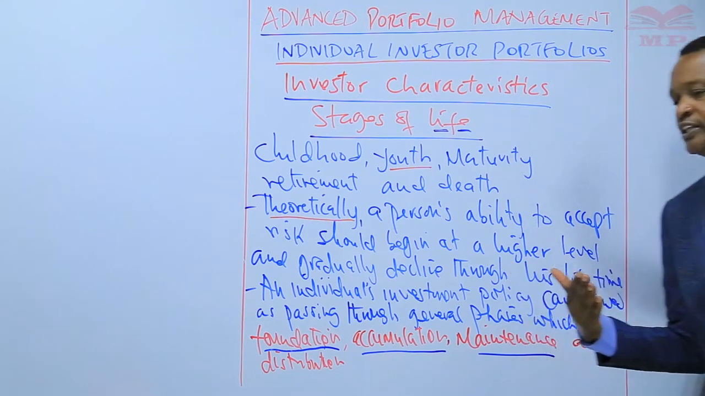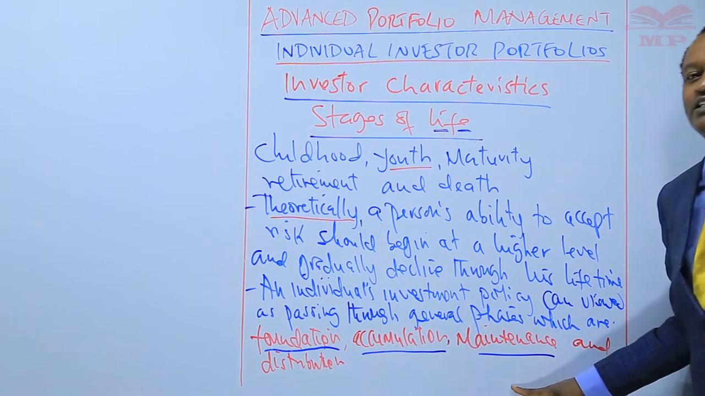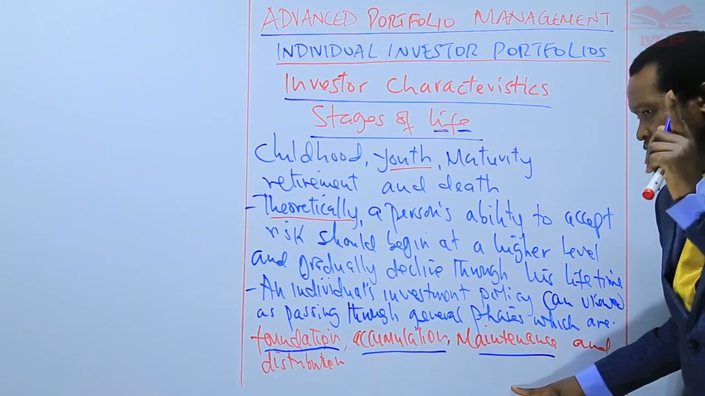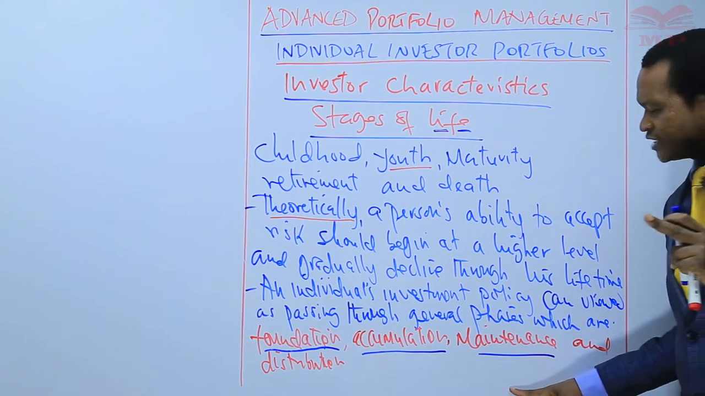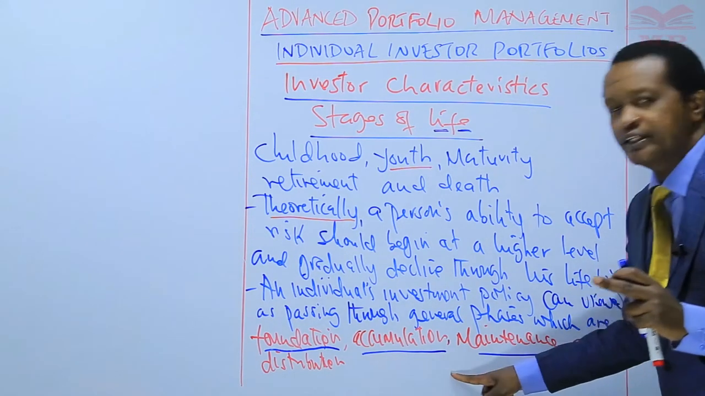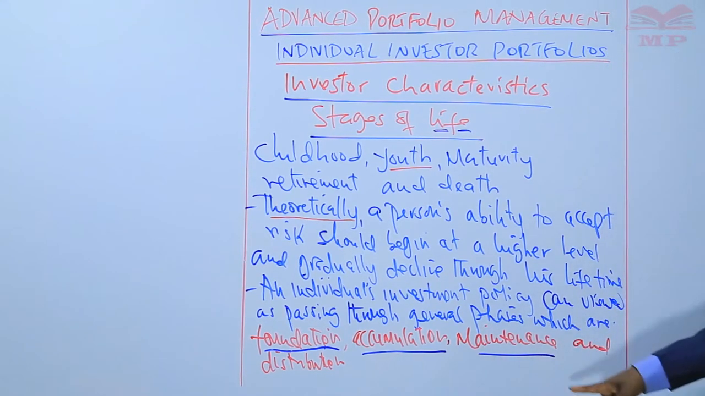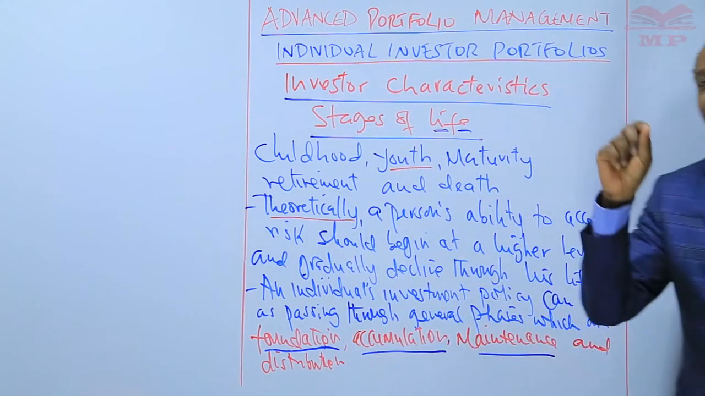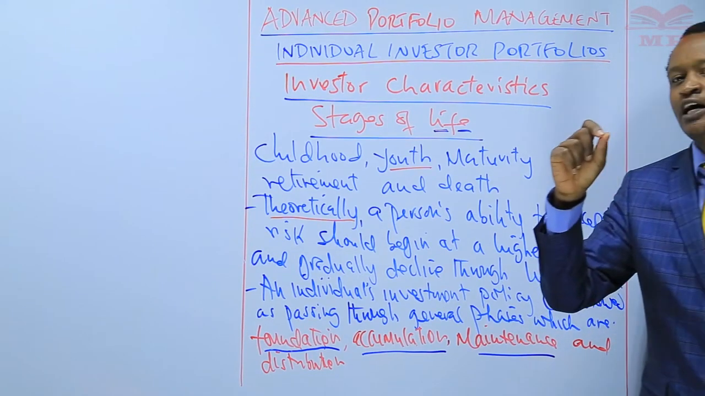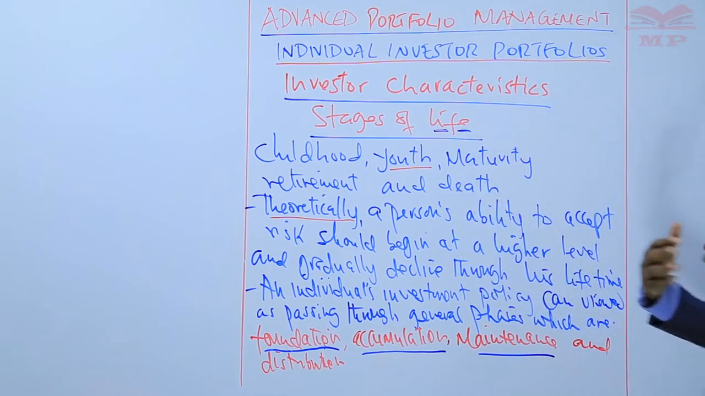So I've said the maintenance phase focuses on maintaining the desired lifestyle, and that is one. Then number two, financial security. And that simply means preservation, preserving the accumulated wealth. So preserving accumulated wealth begins to do what? To increase in importance.